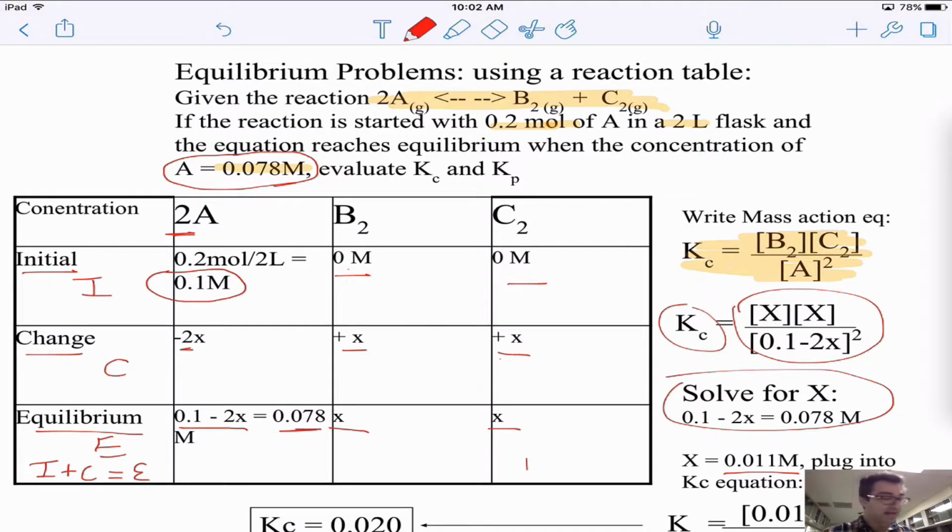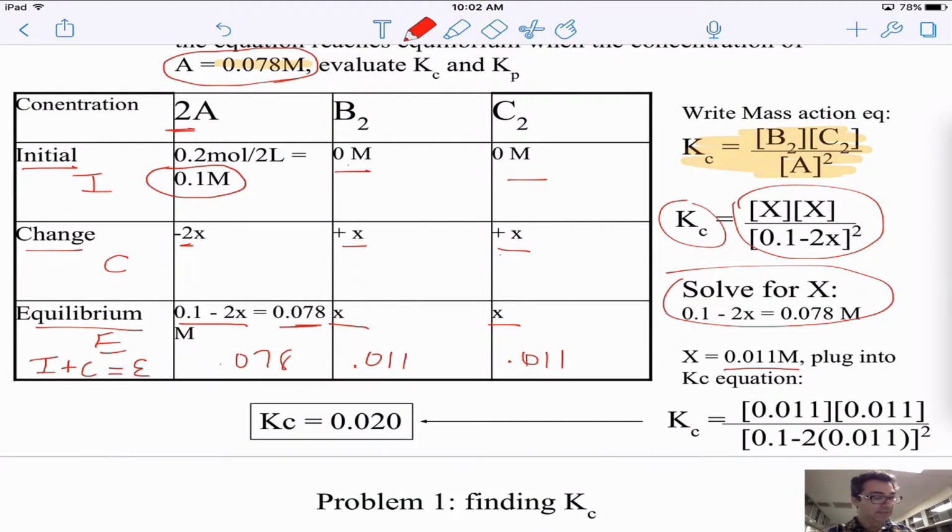So we know that x is 0.011, and we know that 2a was 0.078. I can take those values and simply plug them into my Kc and solve for my value and get 0.02. So in that case, I solved for Kc.